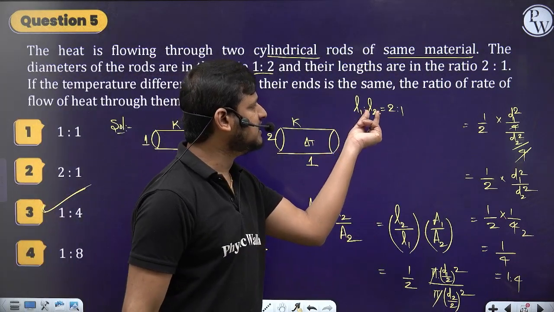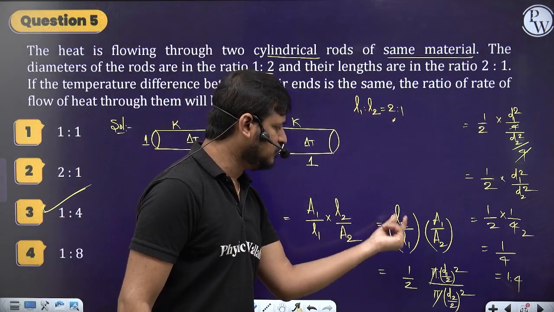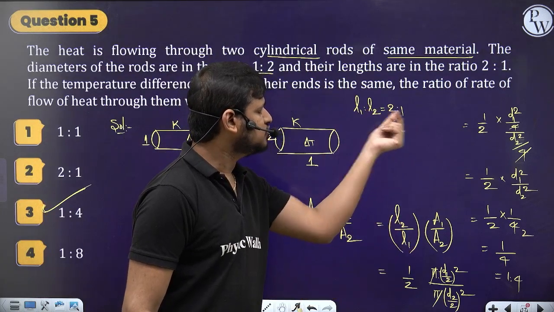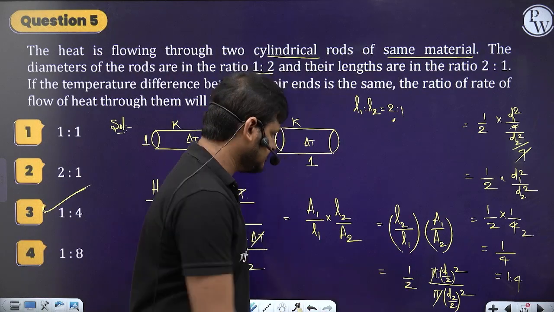See here, L1 to L2 is 2:1. So here L2 by L1 is there, right? That means 1:2, right? You should write it reversed. Done?